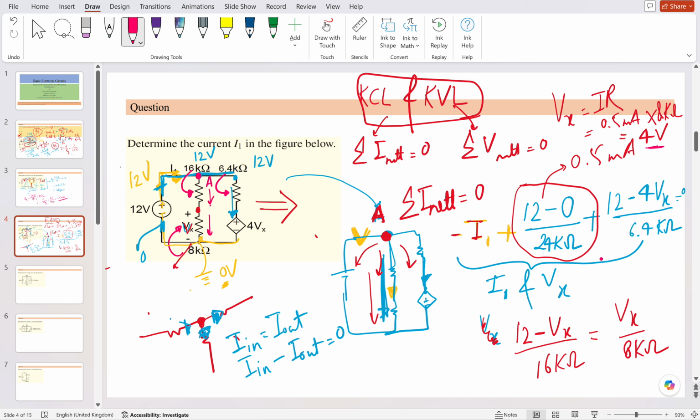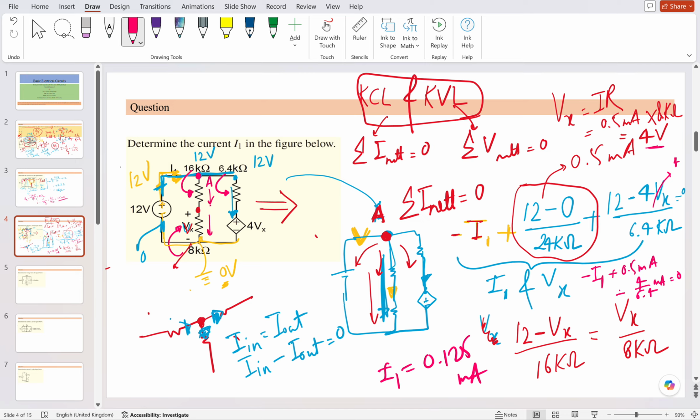If it is 4 volt, let's solve it. Minus I1, I consider it as 0.5 milliamps, plus this is the 4 volt, 16 minus 4 divided by 6.4 milliamps is equal to 0. Let's solve it. 4 divided by 6.4, and it's in the minus, plus 4.5, it will come out to be plus I1 is equal to 0.125 milliamps.